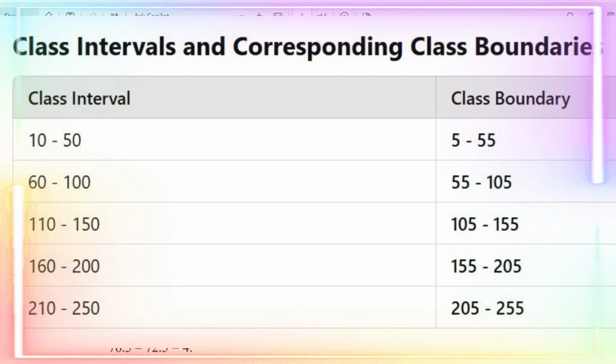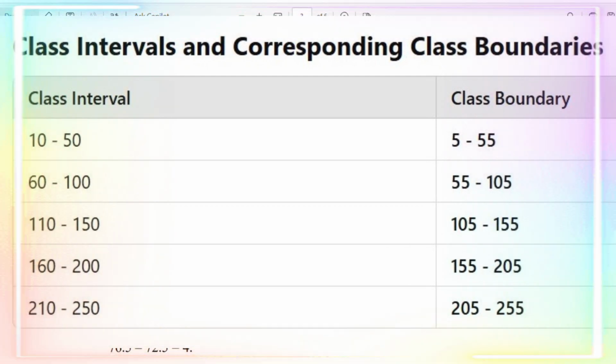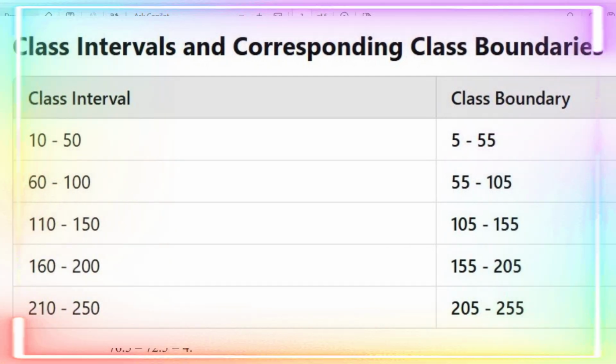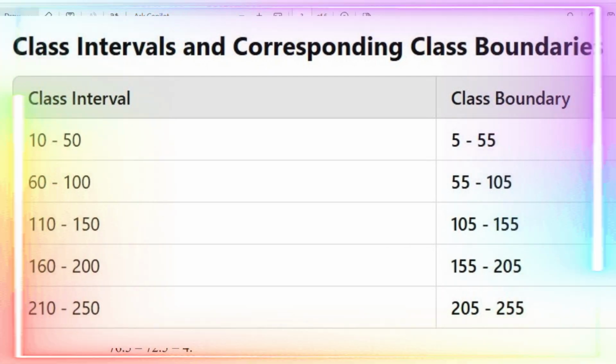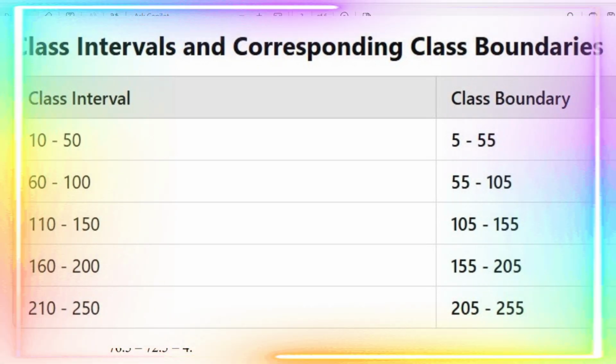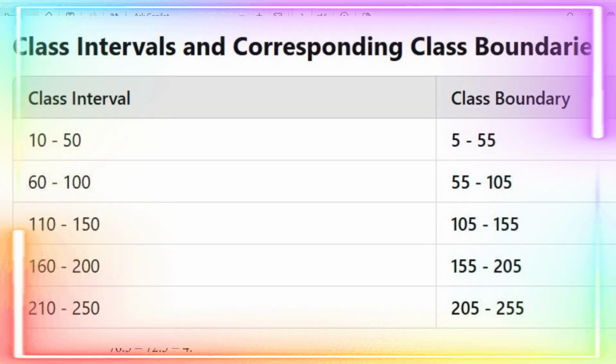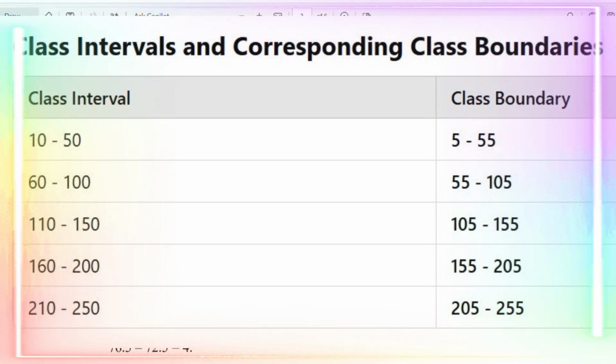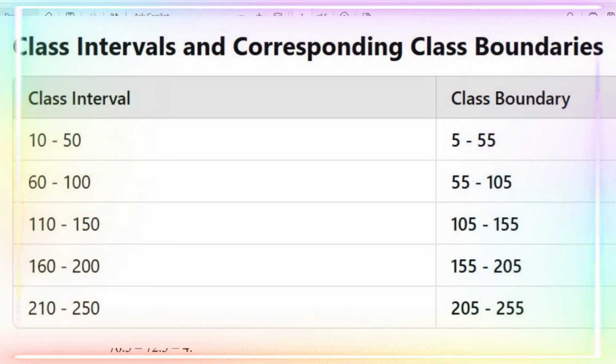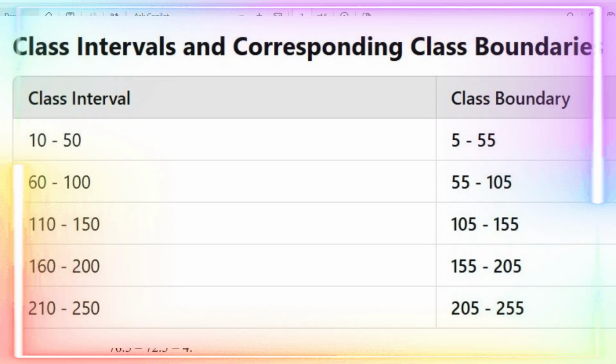So it is the count of whatever it is. That value is what you divide by 2. Subtract half of that from the lower class limit and add it to the upper class limit to obtain your class boundary. So that is the method.